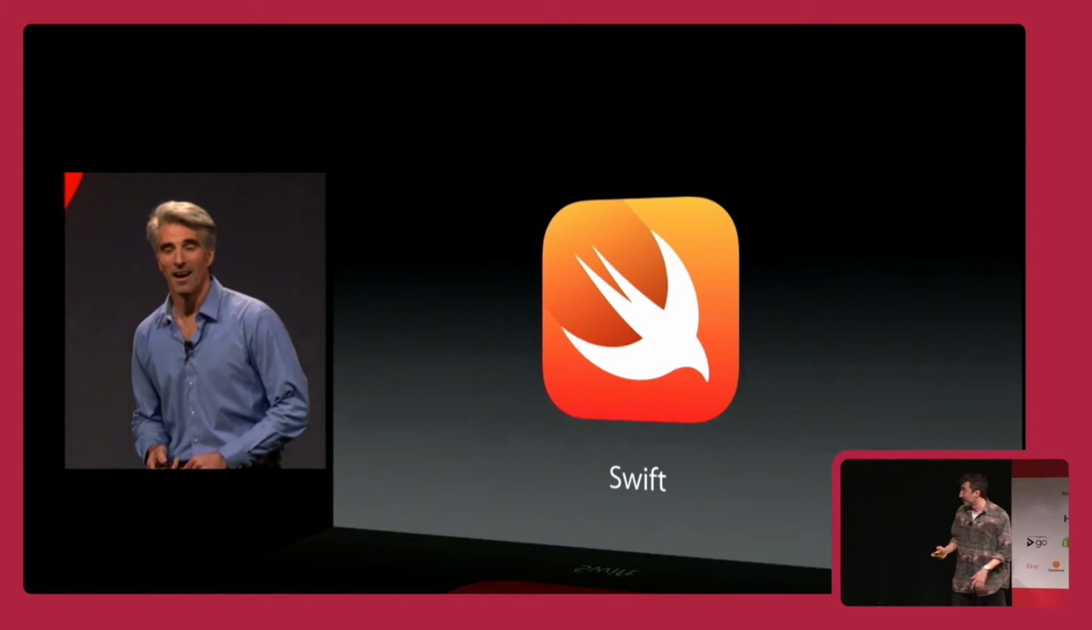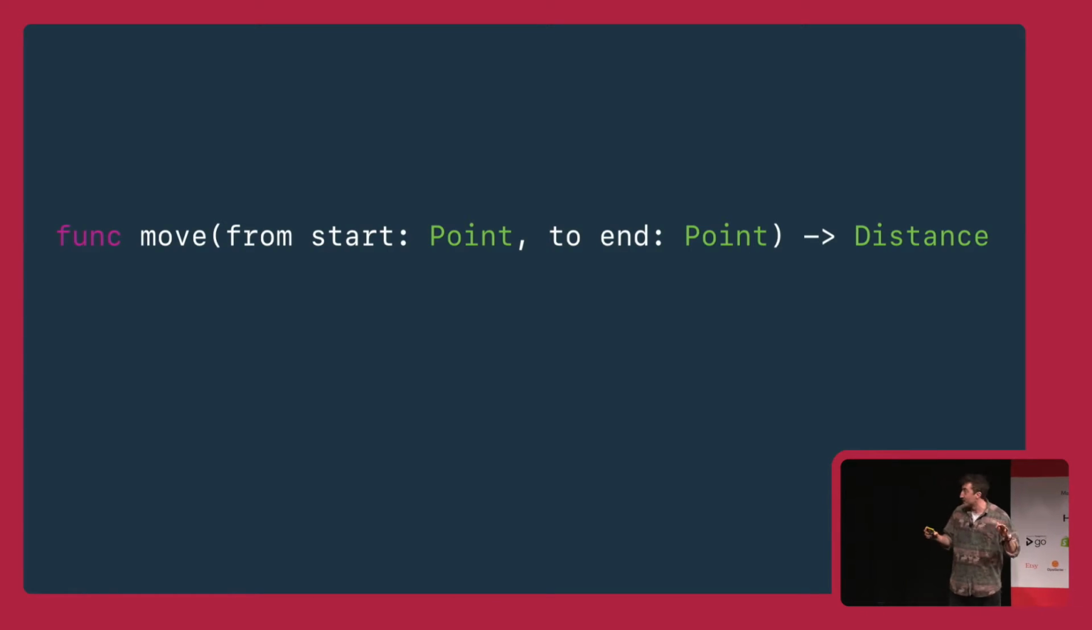It does totally rule. So let's dive into some Swift. We're gonna go through a lot of code today, so strap in. Here's a function declaration in Swift. You have the func keyword. The name of the function is move. And we go from start, which is a point, to end, which is a point, and then we return a distance. So two things you'll notice here.